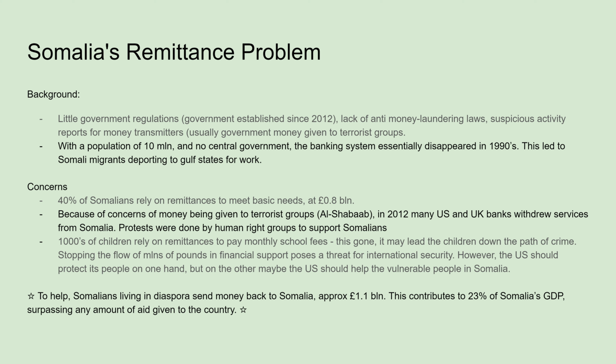Somalians living in diaspora sent money back to Somalia, approximately £1.1 billion. This contributed 23% of Somalia's GDP, surpassing any amount of aid given to this country.